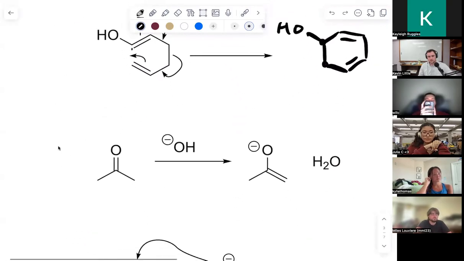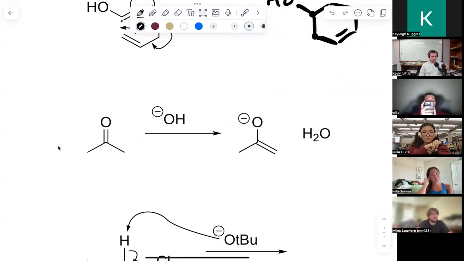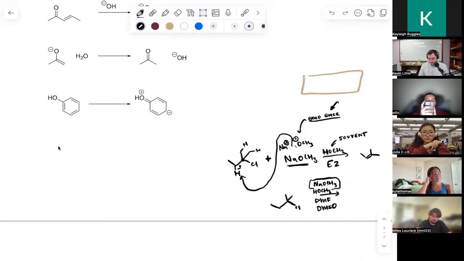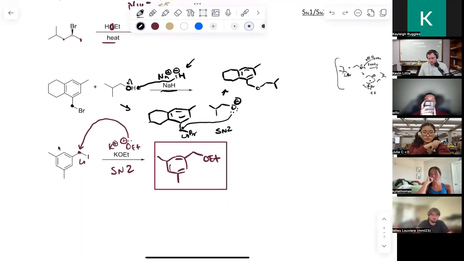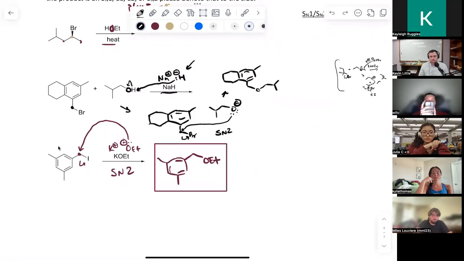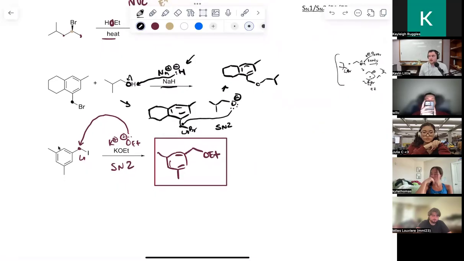I have another question. Yeah, what's up? I understand that bases make nucleophiles better, but when you refer to things as being a nucleophile versus a base, how do you know whether it's a nucleophile or if it's a base? That's organic chemistry. That's the big question. It's a constant conversation.